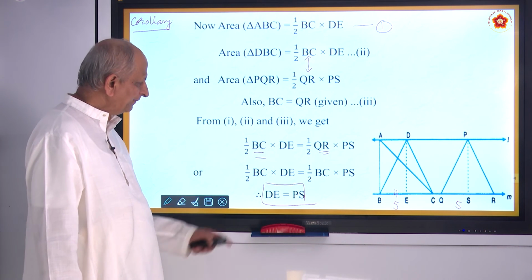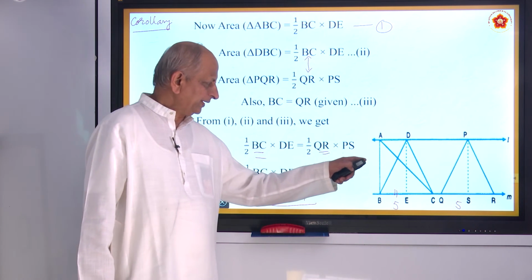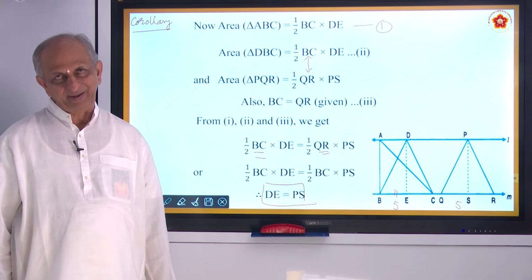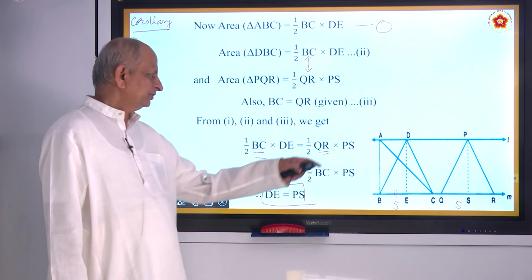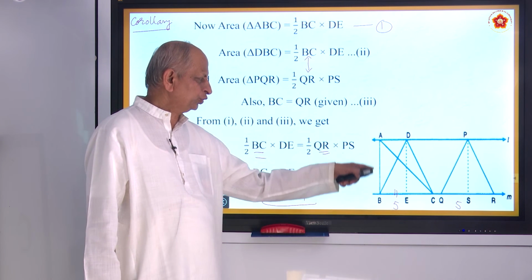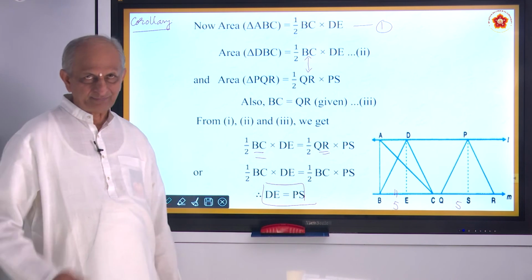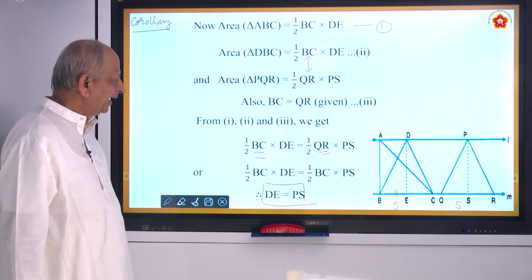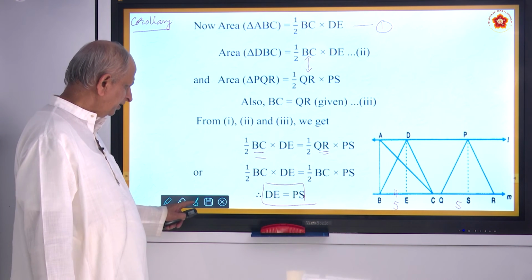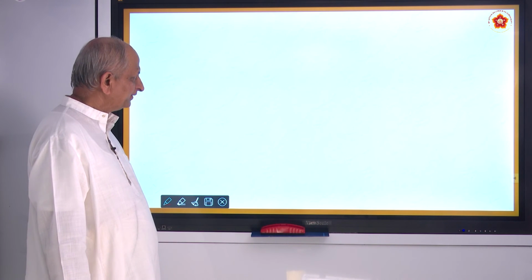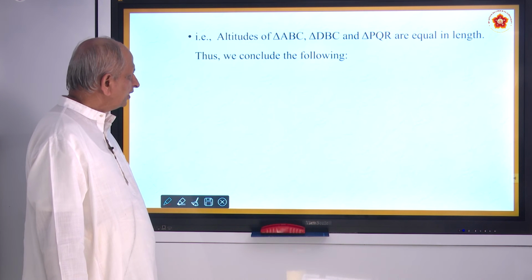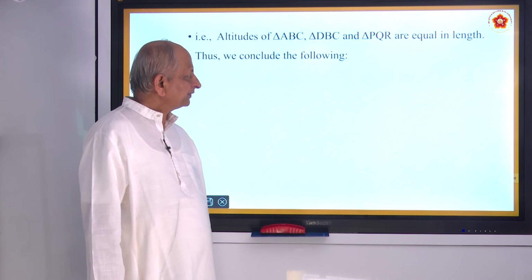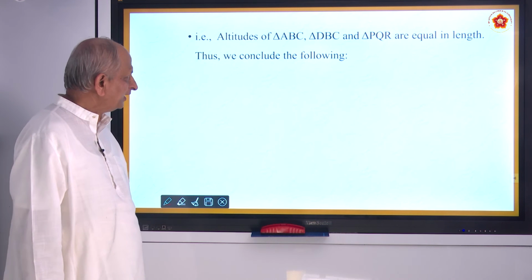That is the meaning. When they have the same base or equal bases, or when they are between the two parallel lines, then the two altitudes also become equal. Followed? Very nice. So the altitudes of triangle ABC, DBC and PQR are equal in length.